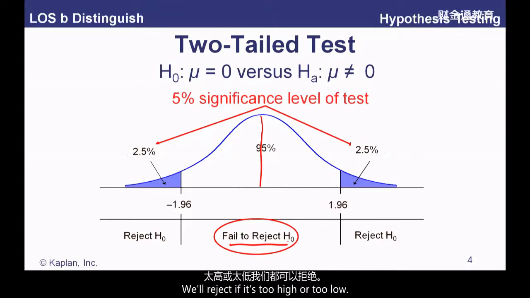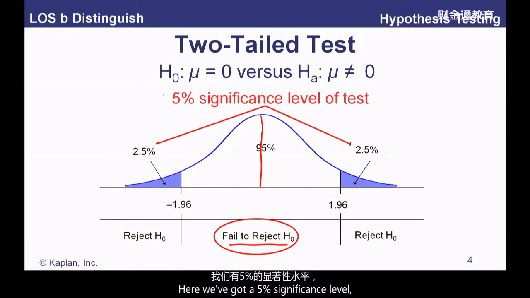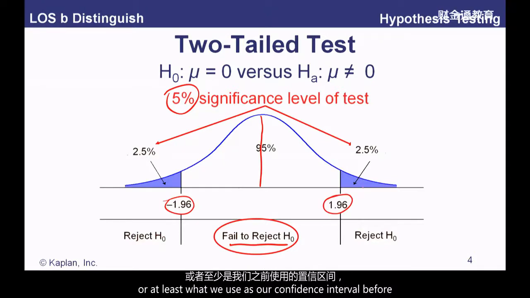When will we reject it? We reject it if it's too high or too low. Well, too high or too low depends on our significance level, right? Here we've got a 5% significance level. So here's our confidence interval, or at least what we used as our confidence interval before, plus or minus 1.96 standard deviations either side of the mean.